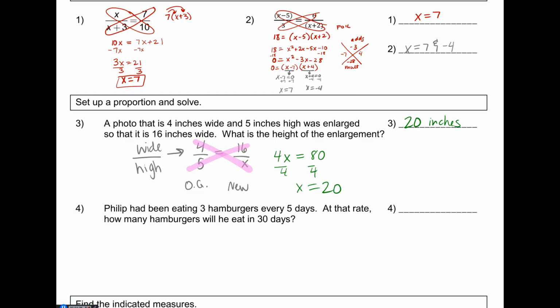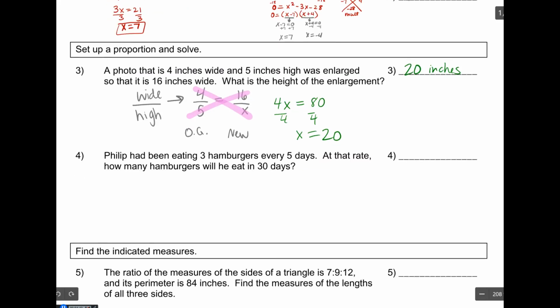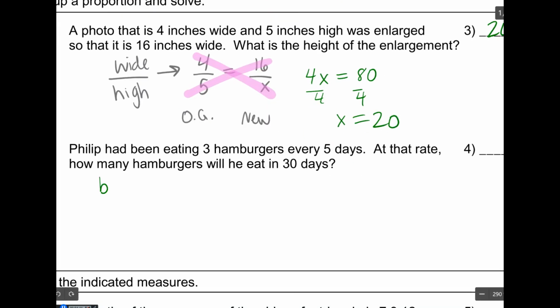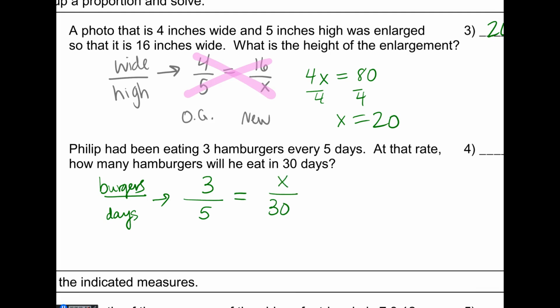Alright, Philip had been eating 3 hamburgers every 5 days. At that rate, how many hamburgers will you eat in 30 days? Alright, that is a lot of hamburgers. It's making me hungry. So I have 3 burgers every 5 days. In 30 days, how many burgers? So just writing it out for myself, burgers is on top, days on bottom, that helps me. So do a little crispy crust, applesauce, french fries, whatever.